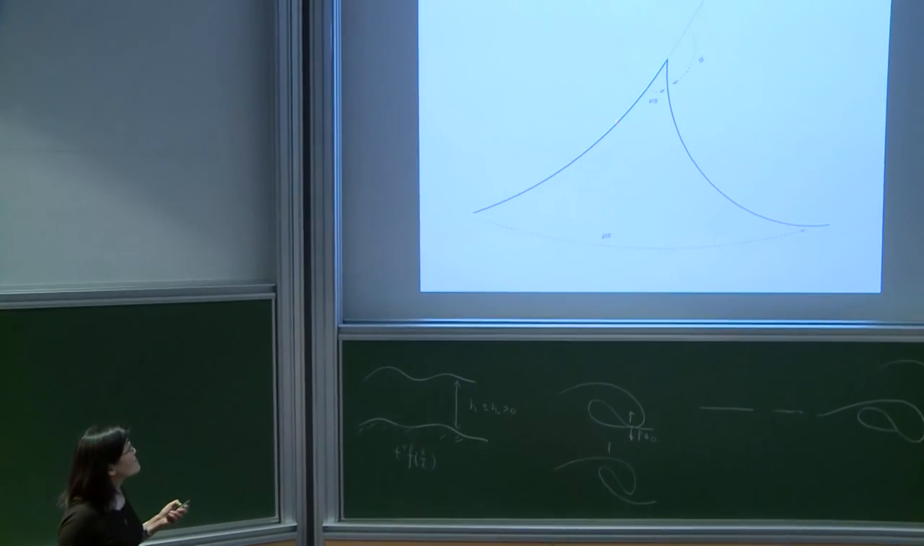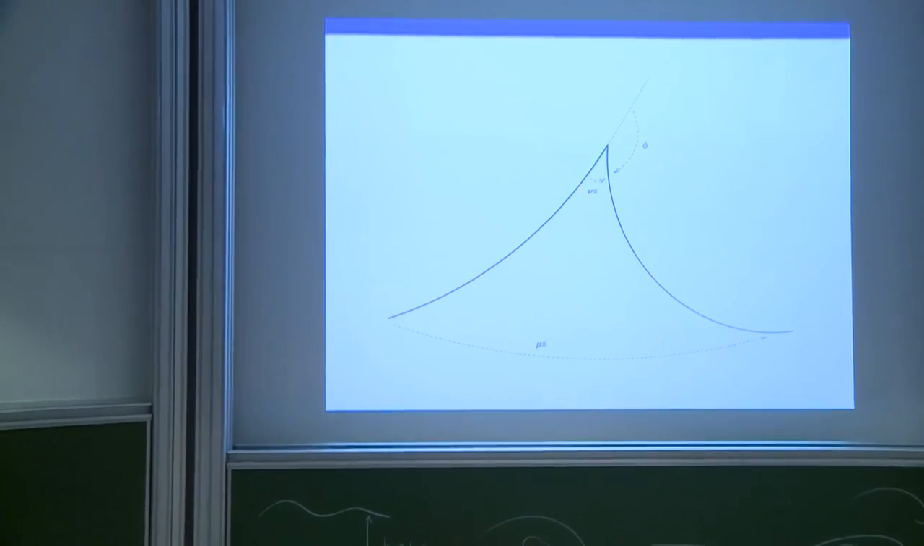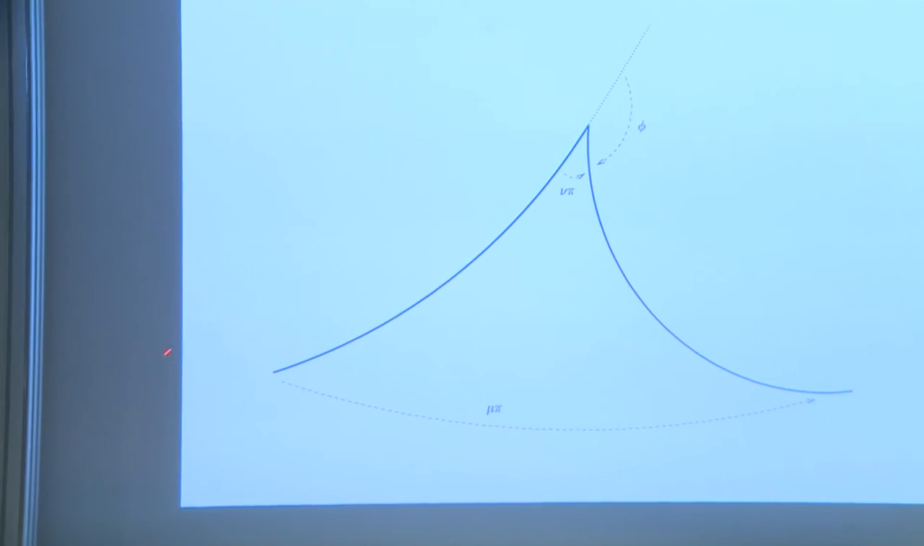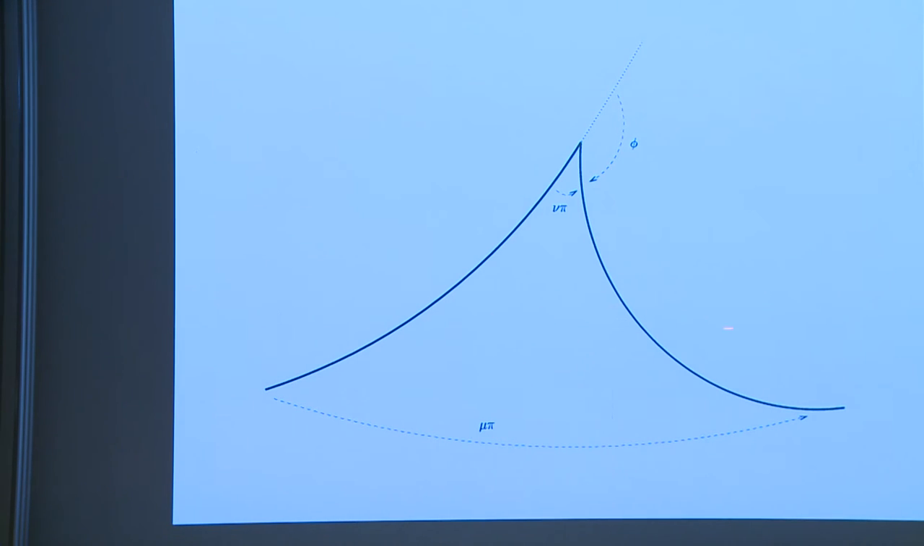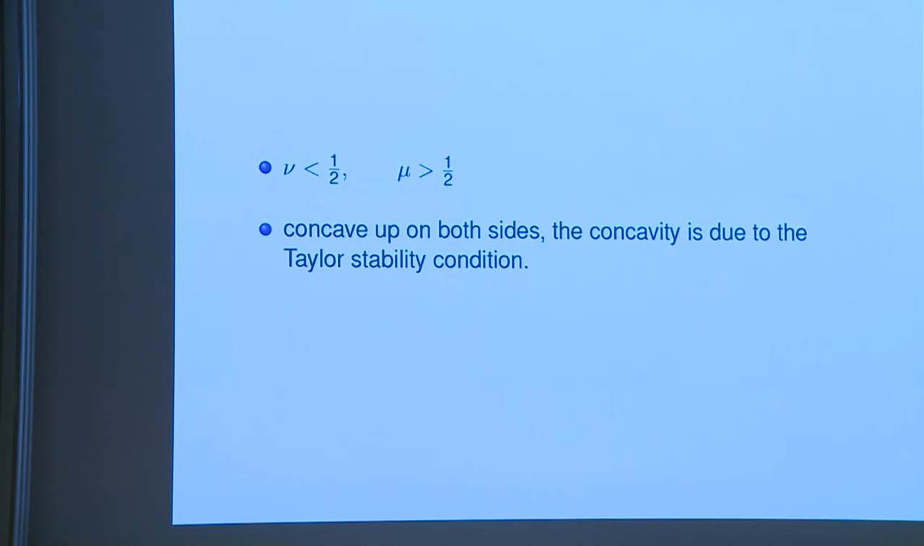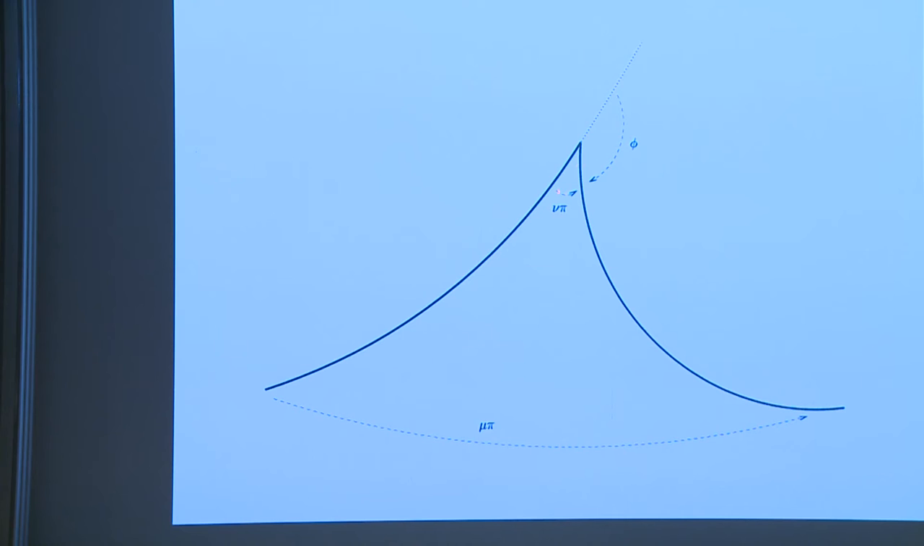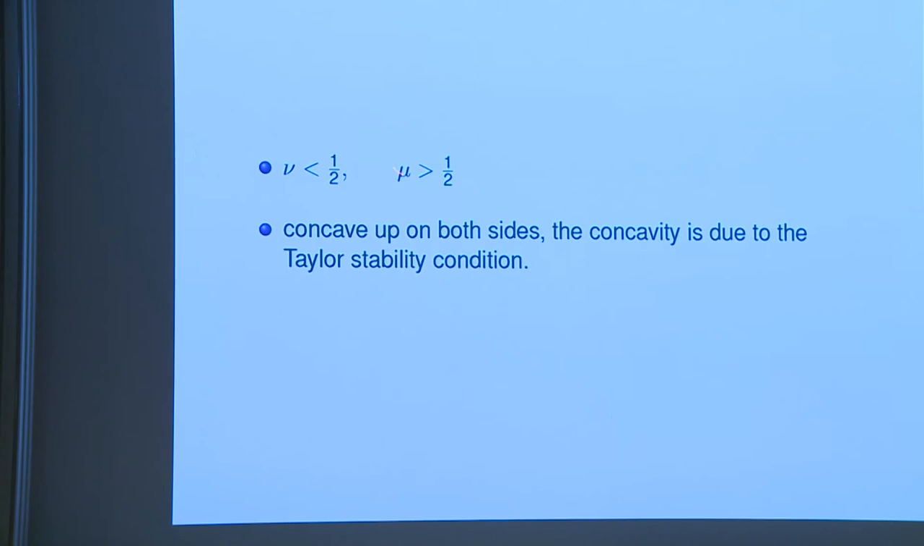What we realize first, just by plugging in the ansatz, is that if there is such a wave, the wave has to look like this: concave up on one side, and it's possible to turn through an angle and then be concave up again. The concavity is due to the requirement that negative dp/dn is non-negative. If you write it down, it's very clear that the concavity is secondarily positive. Another thing is that if such a thing exists, this angle has to be less than pi over 2, and this wide angle at infinity is bigger than pi over 2. This is in order for the wave to not roll up infinitely many times.